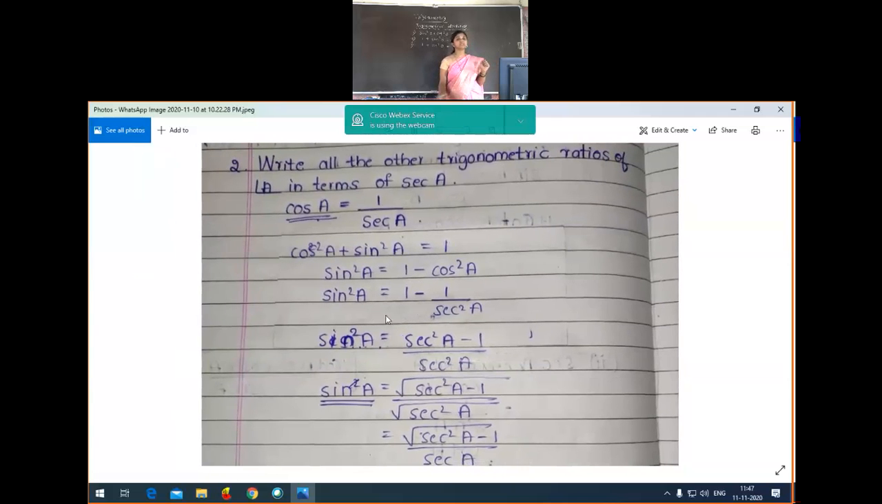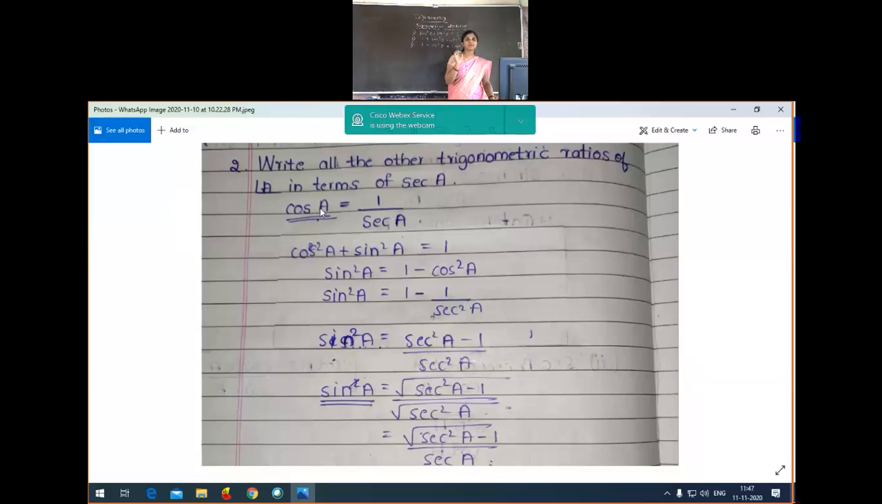The second main question is: write all other trigonometric ratios of angle A in terms of secant A. So we have to write all the trigonometric ratios in terms of secant. In the sense, secant is the answer. First we know cos A. Cos A in terms of secant A is very easy because cos A is 1 by sec A. Cos A is equal to 1 by secant A.